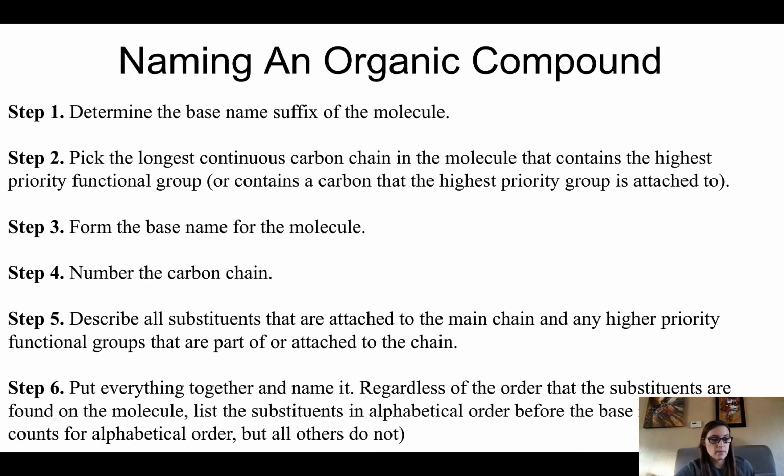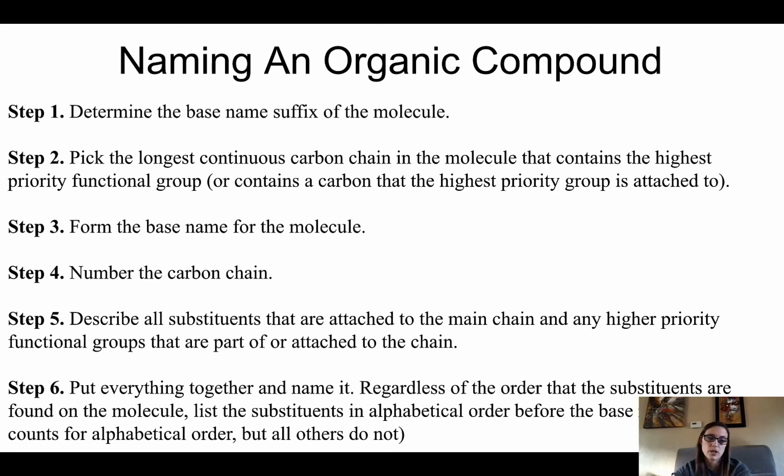Step 3 is to form the base name. So the base name is going to be based on the number of carbons and the suffix based on the functional group. So for example, if we have 6 carbons, that is hex. But if it's a carboxylic acid, then if you look at the table of functional groups, it ends with oic acid. And so hex and then oic acid would be hexanoic acid. That would be the last part of our name.